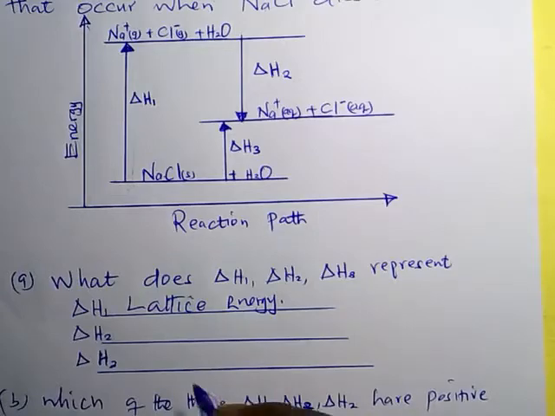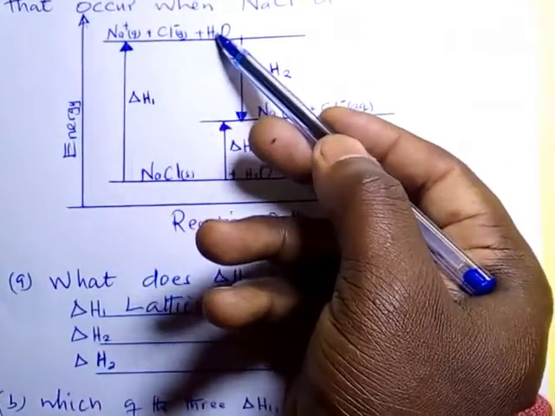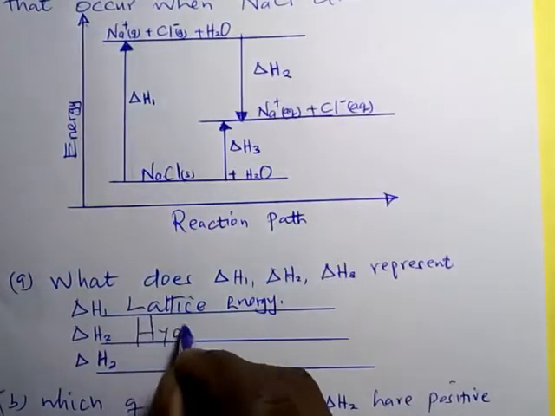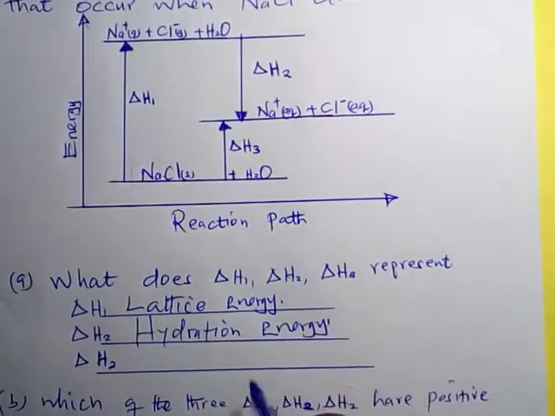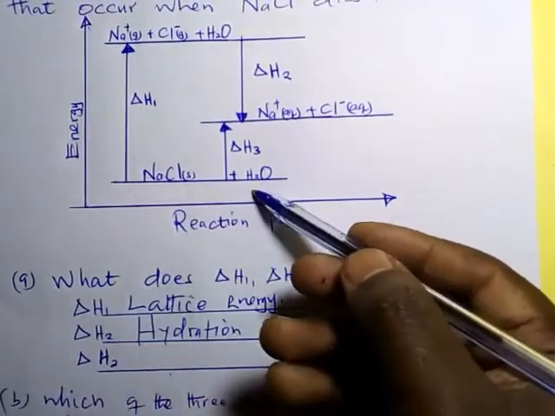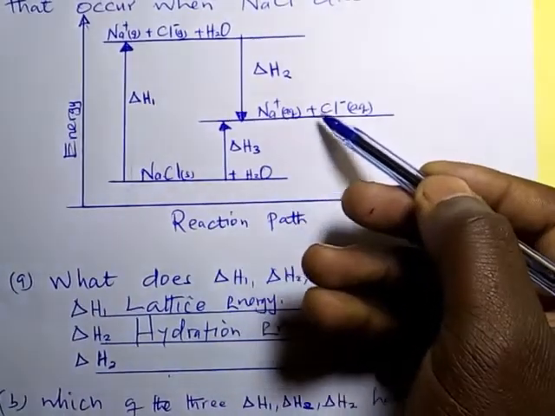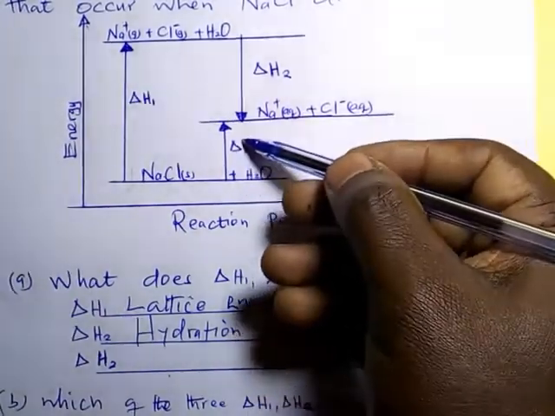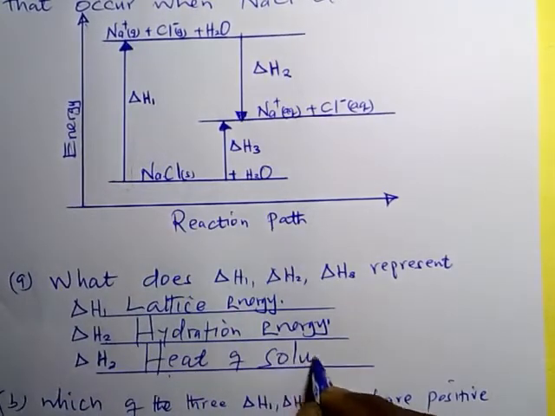Lattice energy, or you can call it reverse lattice energy if you want. H2: the gaseous ions are in water, so that is hydration. So H2 is hydration energy. H3: sodium chloride is reacting with water directly, forming sodium aqueous directly. This is the direct route, so this is the heat of solution.